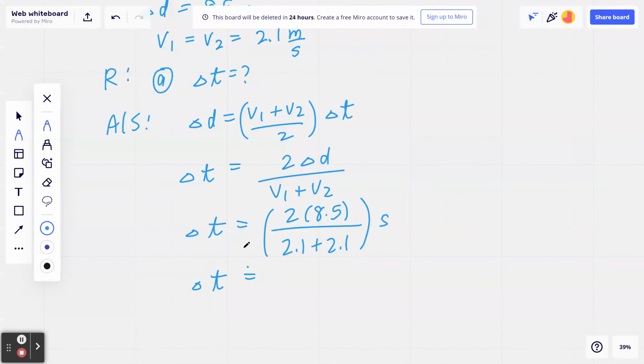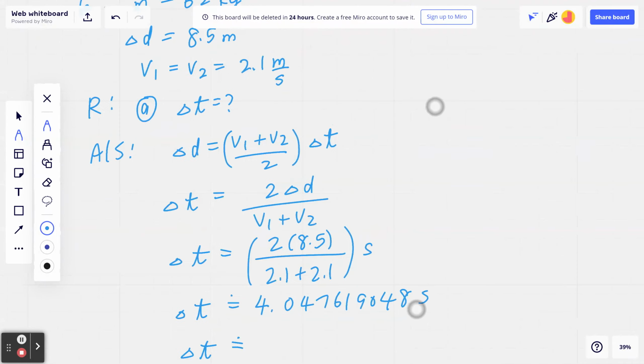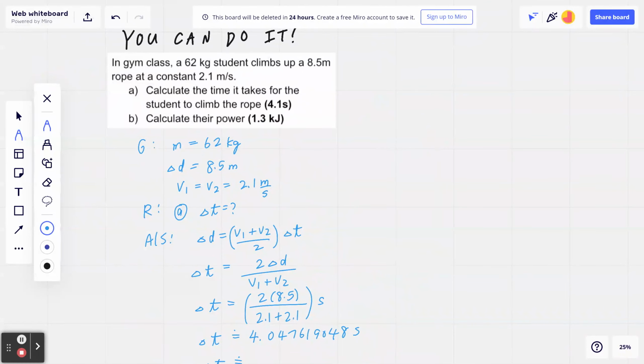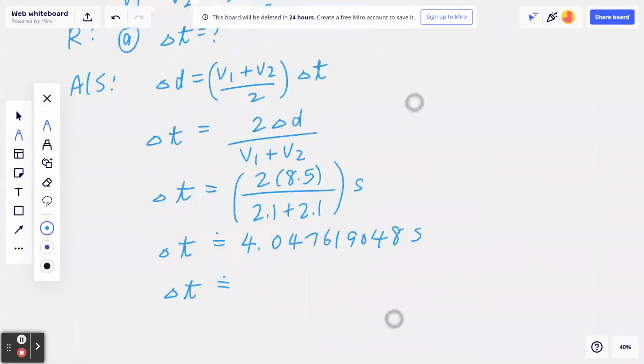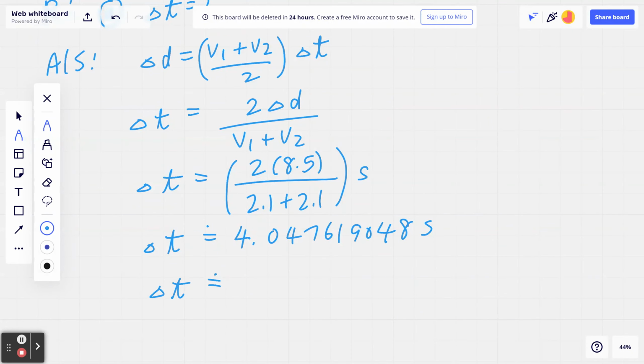this is going to be approximately 4.04761948 seconds. And of course, if you look at the number of sig figs, it's going to be 2 sig figs. So you can round this to 4.0 seconds.